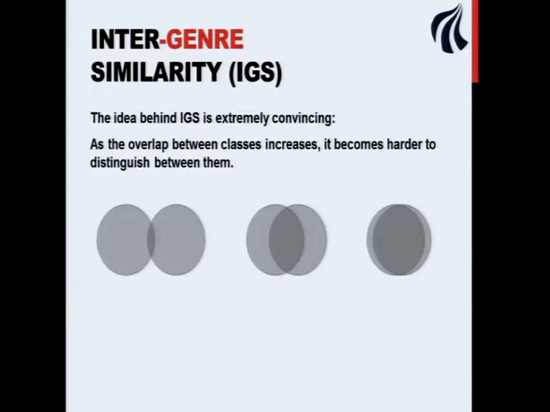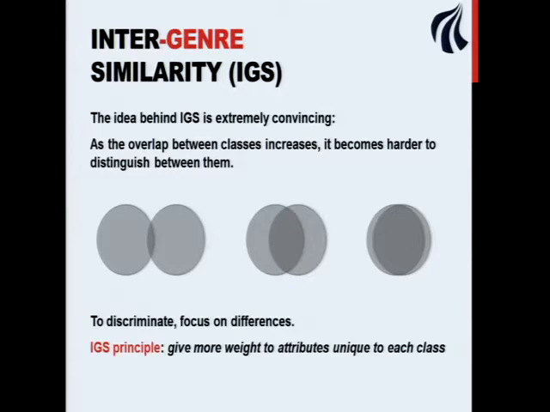So the idea behind this intergenre similarity is very simple. It's very convincing. As the overlap between classes increases, it becomes harder to distinguish between the classes. So if we have two classes here in some feature space, and we have lots of observations of either one of them, it's quite rare that all the sub-observations will be in this shared portion. But as we increase the overlap, it becomes harder and harder to distinguish between the classes. We have to make more and more observations of a particular instance to make a distinction. So we focus on the differences to make a discrimination.